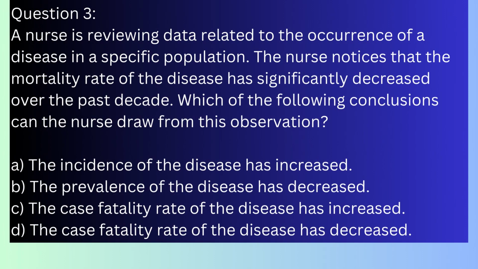Question 3. A nurse is reviewing data related to the occurrence of a disease in a specific population. The nurse notices that the mortality rate of the disease has significantly decreased over the past decade. Which of the following conclusions can the nurse draw from this observation? A. The incidence of the disease has increased. B. The prevalence of the disease has decreased. C. The case fatality rate of the disease has increased. D. The case fatality rate of the disease has decreased.